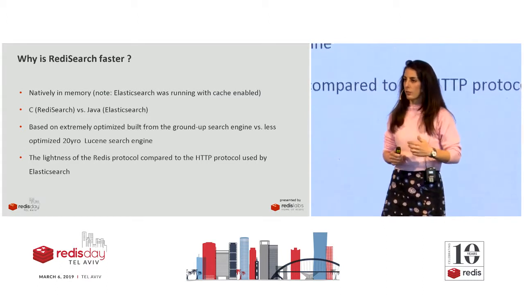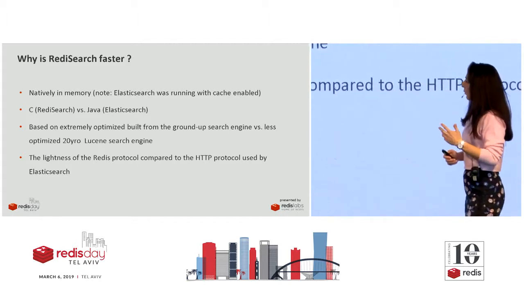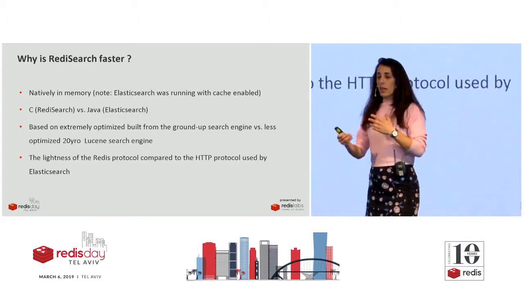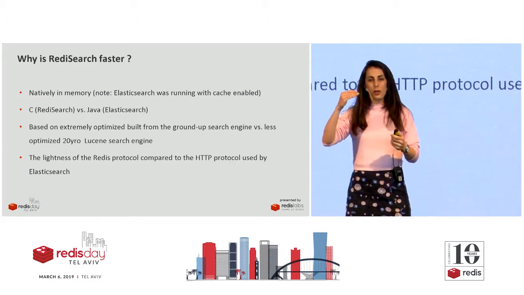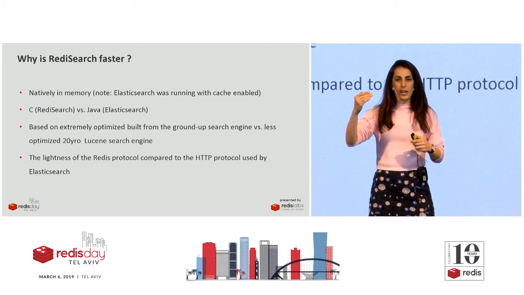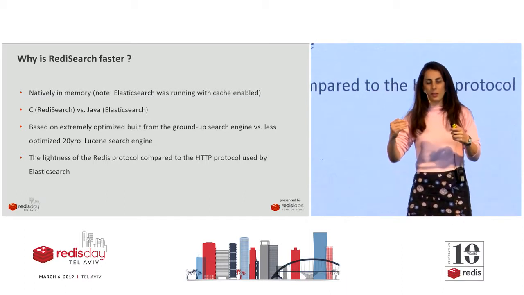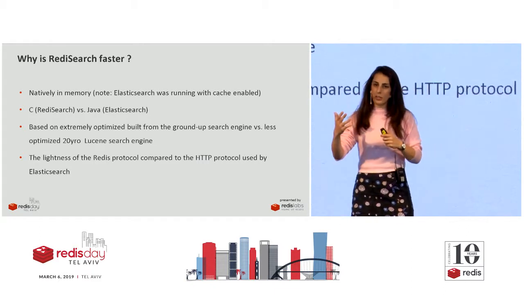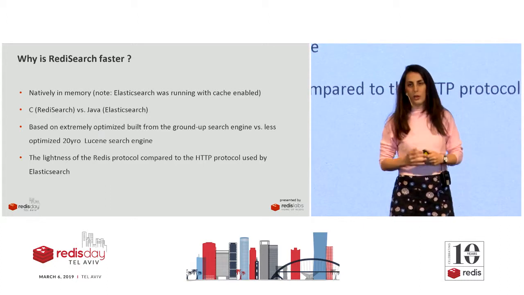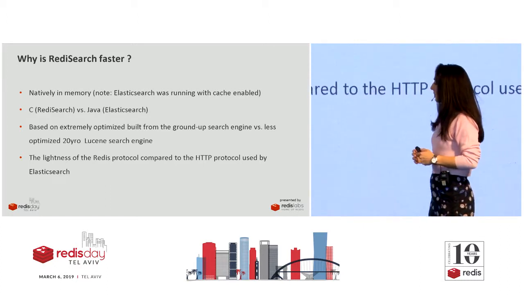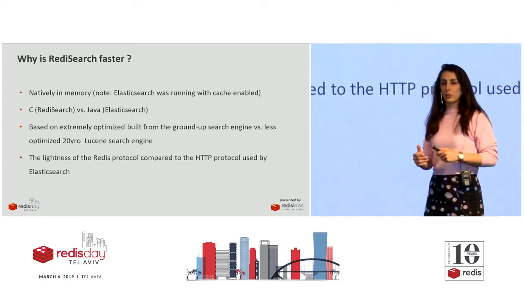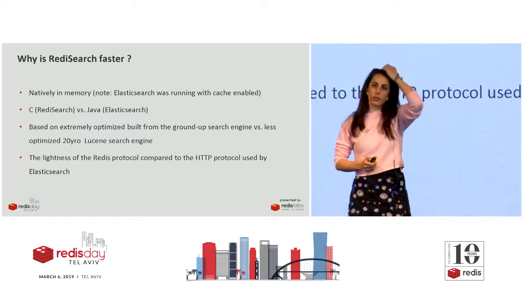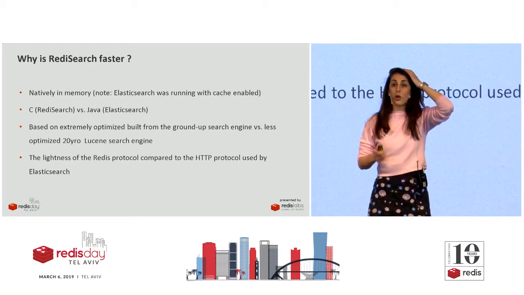And obviously, it has an impact on the performance. Redis Search was extremely optimized, built from the ground up, and Elasticsearch is in 2 layers, right? You create an index on top of Elasticsearch. It's going to delegate the build of the index to Lucene, and it's not necessarily mapped one-to-one. There is a different architecture there, so that also has an impact on the performance. And last, the lightness of the Redis protocol compared to the HTTP protocol used by Elasticsearch is also a reason for the performance differences that we observed earlier.